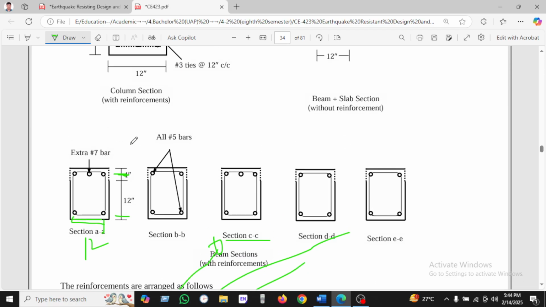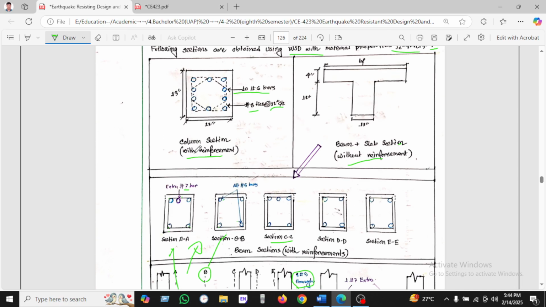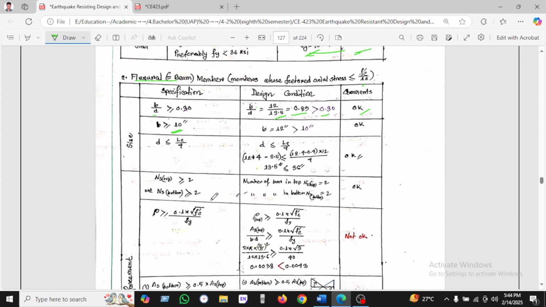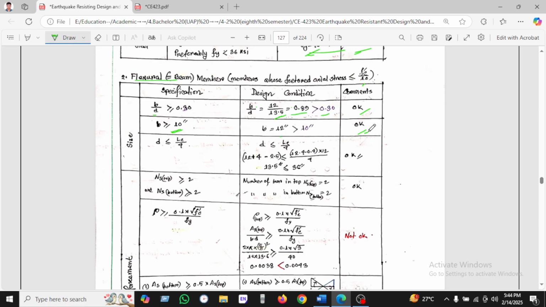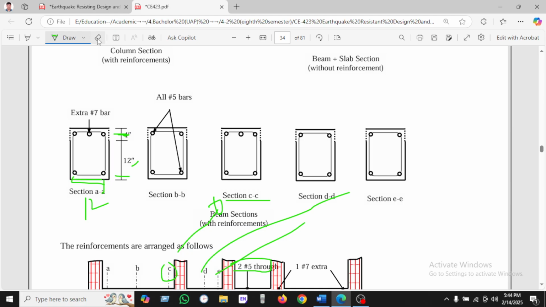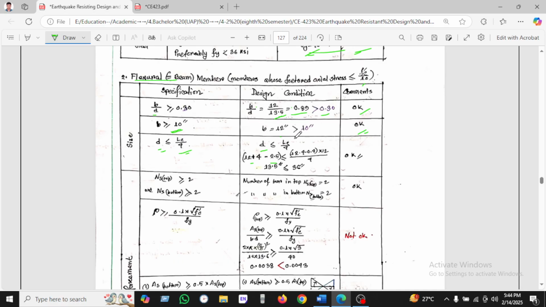Unfortunately, it is not given here. So we've used B is 12 and D is 13.5. So it is also okay. Then the size, we check LC divided by 4. For LC, D is 12 plus 4 minus 2.4. So this is 12 and this is the 4, and this is deducted for covering, from 13.5, and LC divided by 4.